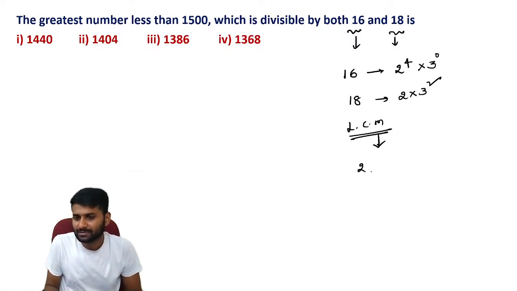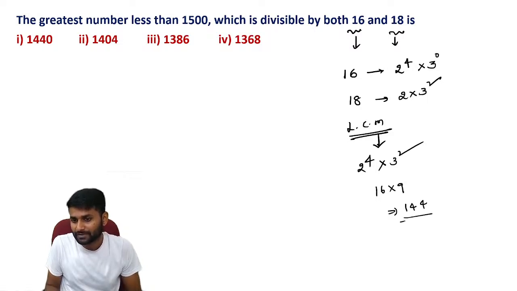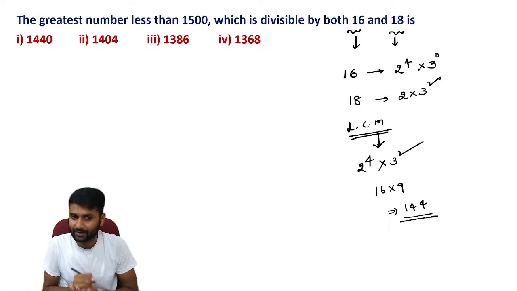Now, what about the LCM here? Identify the common bases and consider the highest power. So, 2 power 4 into 3 square, which is 16 into 9. So here the common multiple of 16 and 18 is 144.